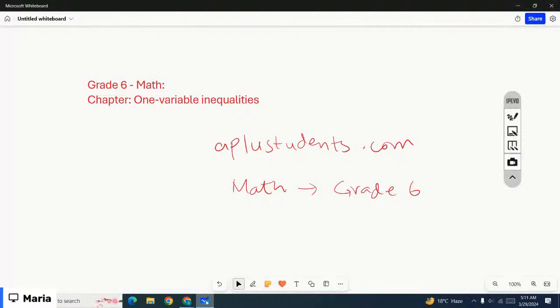And let's start with the first lesson, that is inequalities. Basically, inequalities don't have an equal sign. They are less than or greater than or equal to.